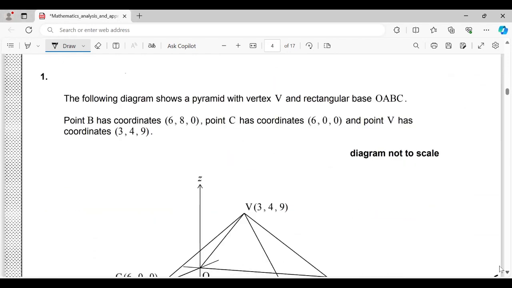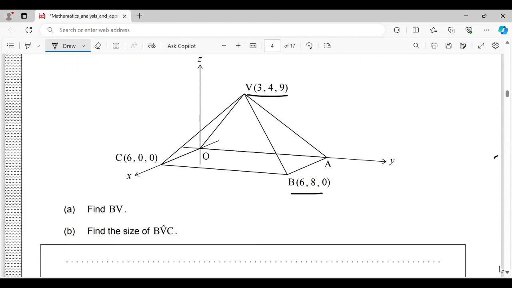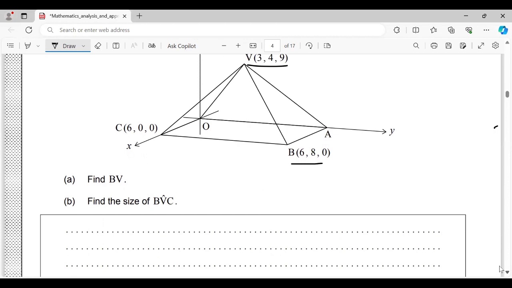Number 1: the following diagram shows a pyramid with vertex V. This is the vertex and rectangular base ABCD. So the base of this pyramid is a rectangular shape. Point B has coordinates (6, 8, 0). Point C has coordinates (6, 0, 0), while point V has coordinates (3, 4, 9). The question is, first, find BV.